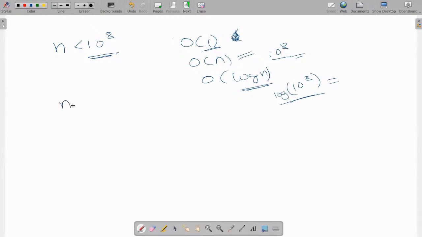Now, if our n is given in some range, suppose something like this. What is this?